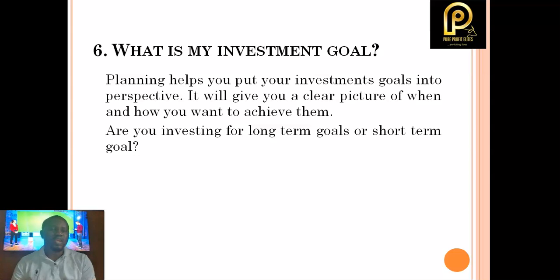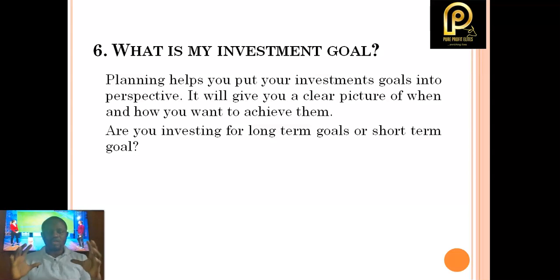Okay, so you want to invest, for example, assuming you are investing for retirement, or to send your children to school abroad, or for college, or for a particular course, or in order to buy a particular kind of car, or to enjoy a kind of lifestyle. There is a budget for all those things.